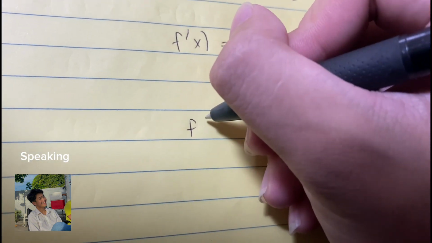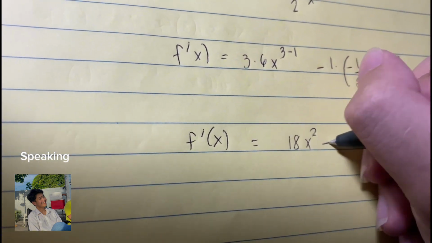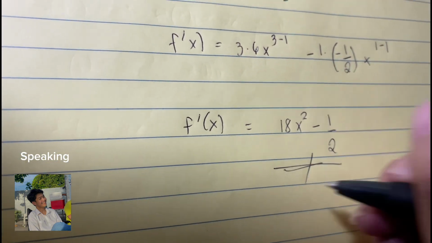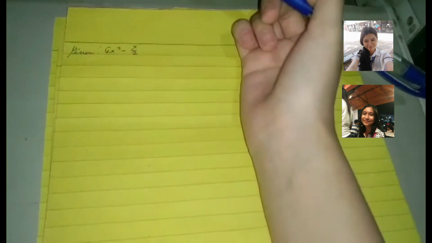Lastly, we evaluate the following. So the answer is f prime of x equals 18x squared minus 1 half. Next is using the definition of derivatives formula. We have the same given here, which is 6x cubed minus x over 2.